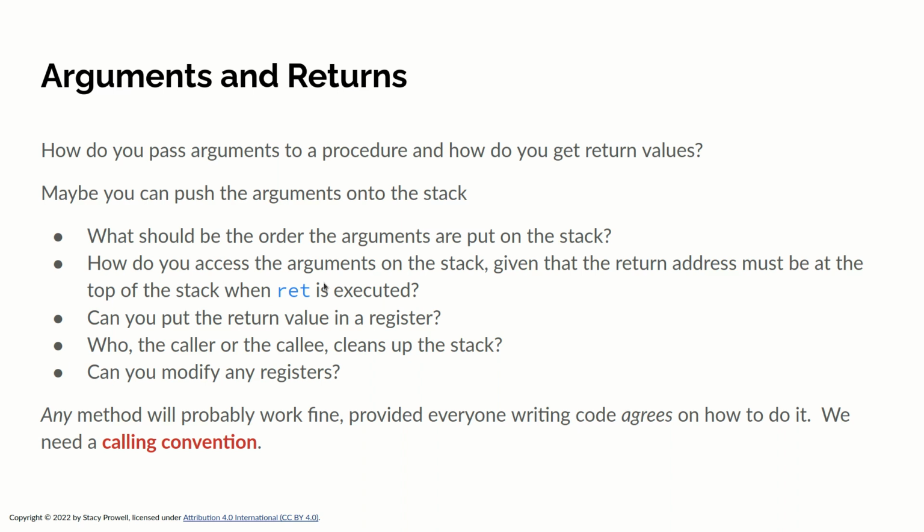How do you access the arguments on the stack, given that the return address must be at the top of the stack when return is executed? So let's say you want to pass them on the stack. You push, push, push, and then you do a call, which pushes the return address on there. So you've got to be careful. The return address is sitting right there at the top of the stack. I can't just pop things off or my return is not going to work. Could I put the return value in a register? That might work. Who is responsible for cleaning up the stack if I push stuff on the stack?